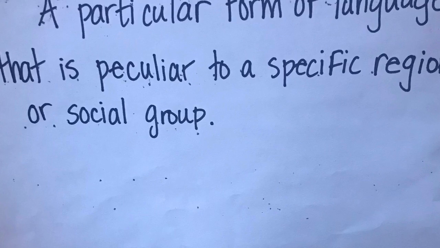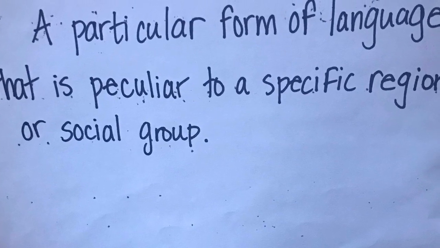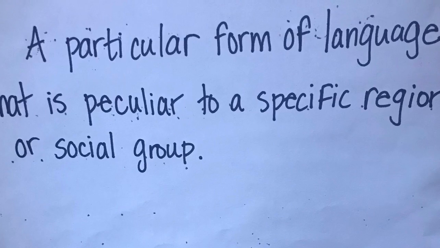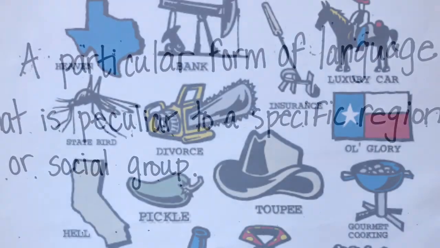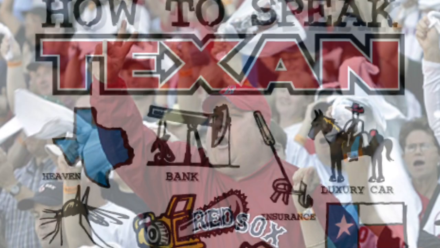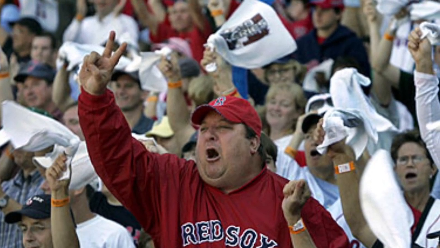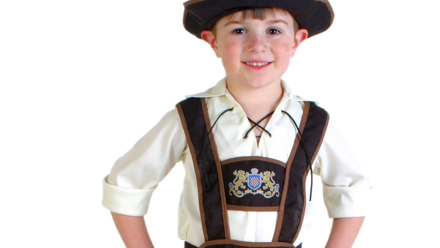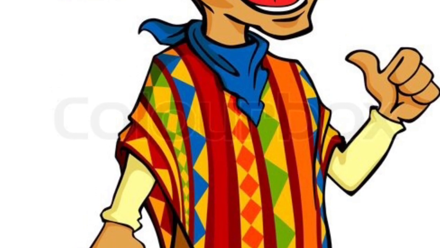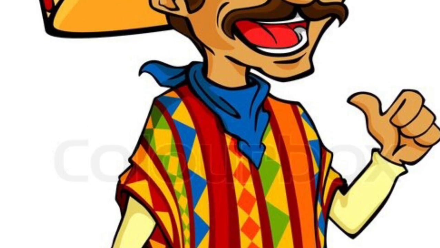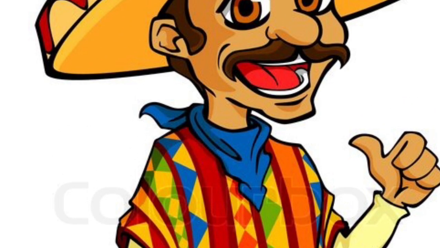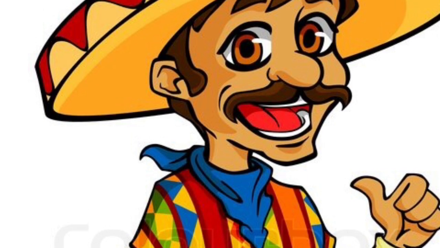Dialect is a particular form of language that is peculiar to a specific region or social group. Sometimes people from Texas talk a little bit differently than people who live in Boston, Massachusetts. And sometimes people in the United States talk a lot differently than someone who, say, lives in Germany or France or Mexico. If a writer is going to write about one of these characters, they're going to use dialect to let us know where this person is supposed to be from. They can also tell us if someone is educated or not educated. Maybe they're old or young, hyper or really tired. It's all in the dialect.